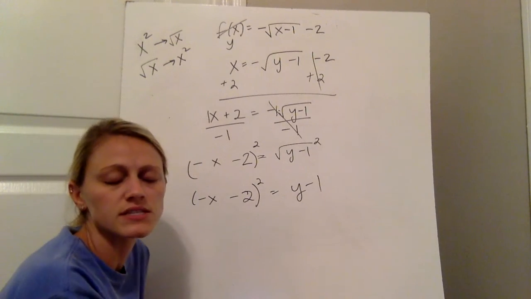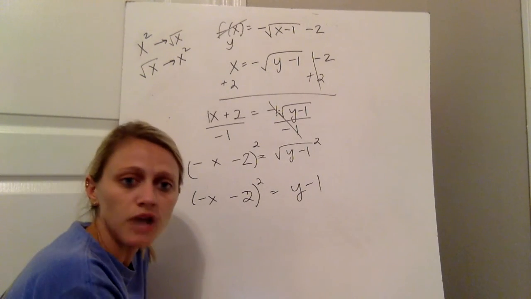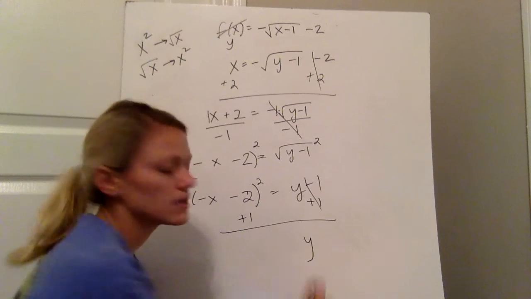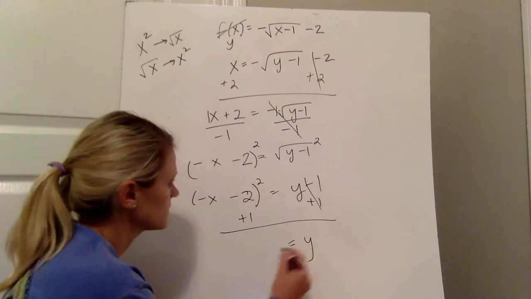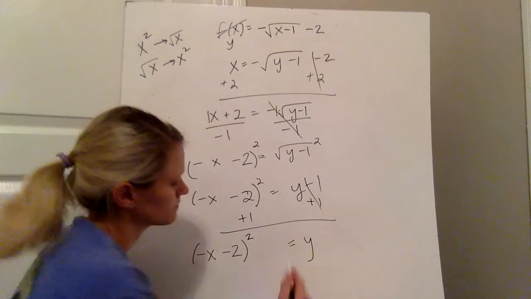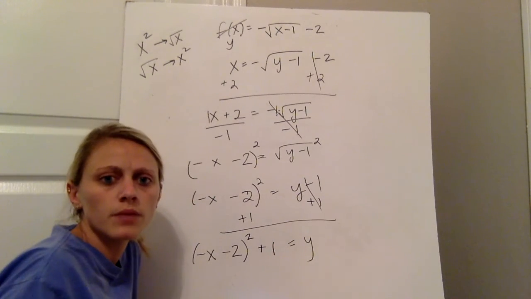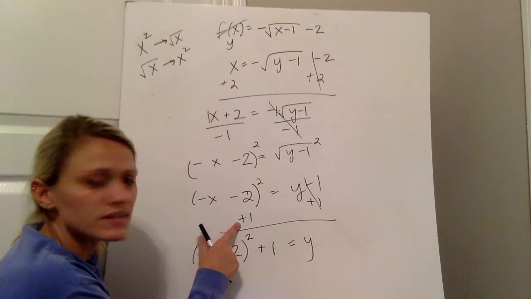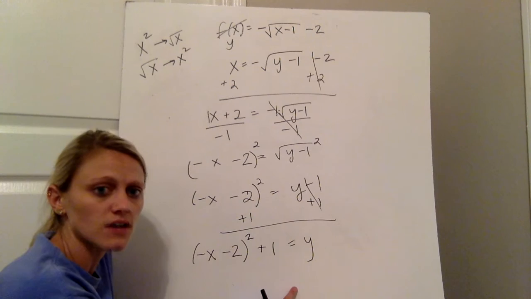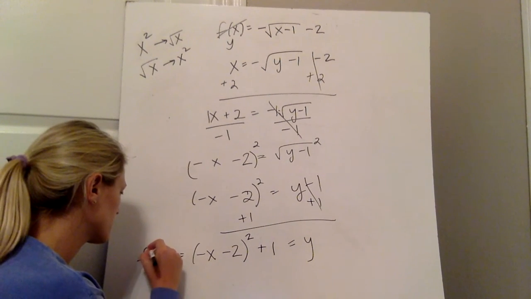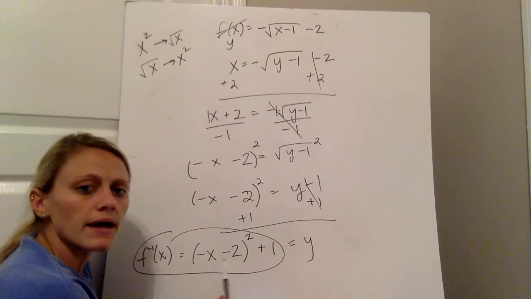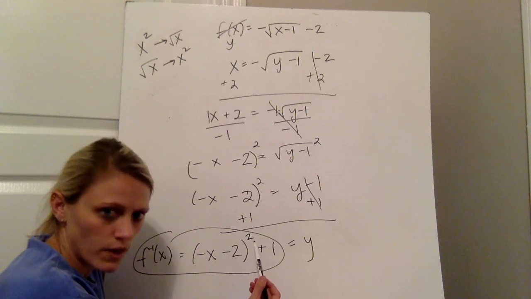Obviously, all we have to get rid of is this 1 being subtracted now, which we'll just add to both sides. Y is now alone, finally. So over here, I've got negative x minus 2 squared plus 1. Now notice this plus 1 was added after the square happened, so it's not inside those parentheses. This plus 1 is not being squared, it's tacked on at the end. So our inverse function is negative x minus 2 all squared plus 1.